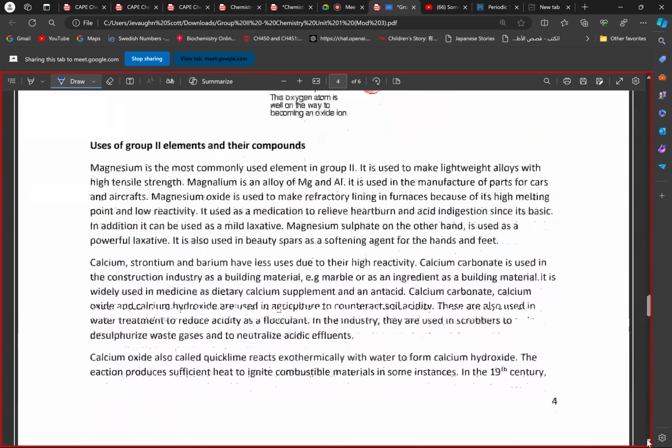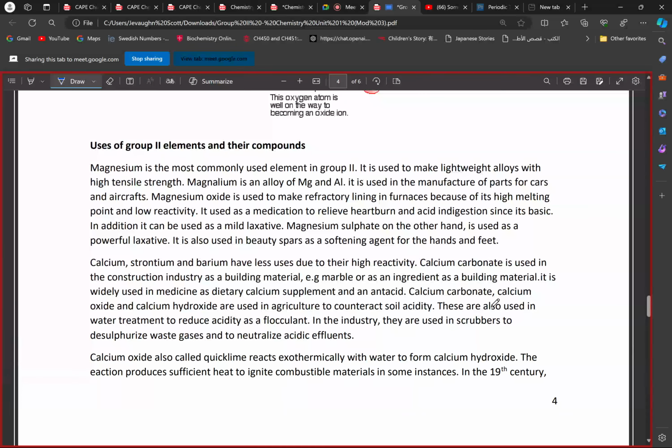Now, for the uses of group 2 elements, we know that magnesium is used commonly, usually for the creation of lightweight alloys. Magnesium is an example of an alloy between magnesium and aluminum.